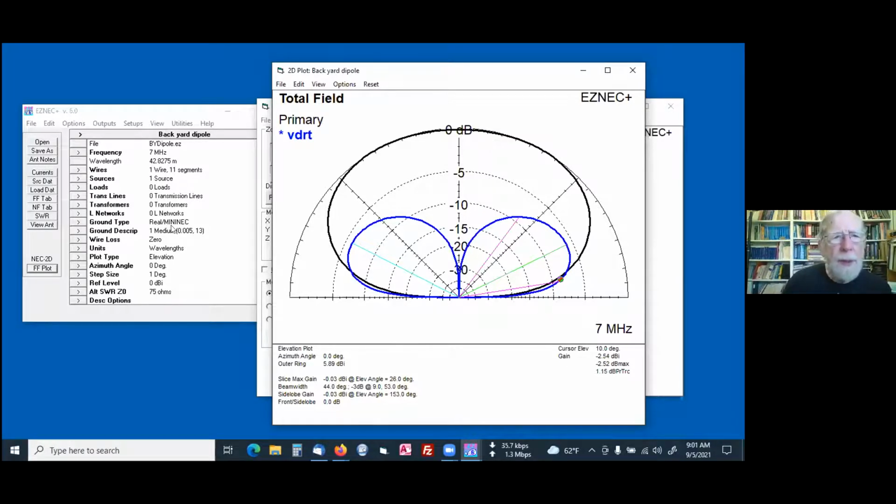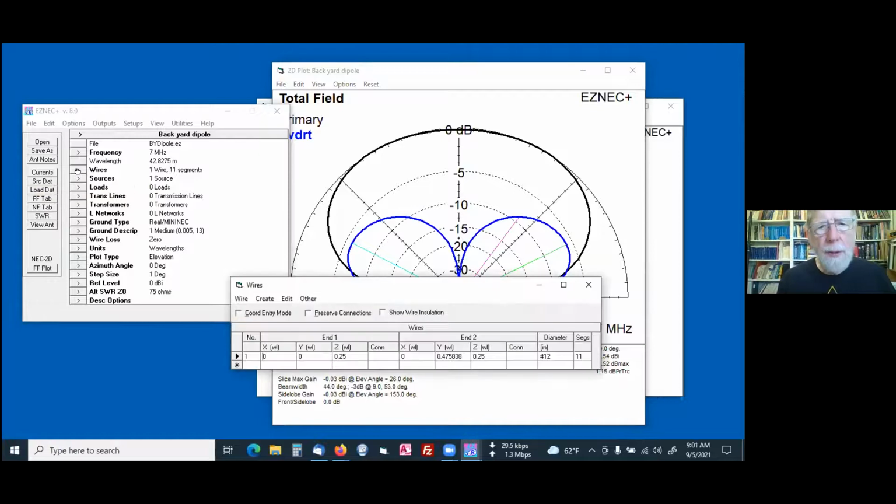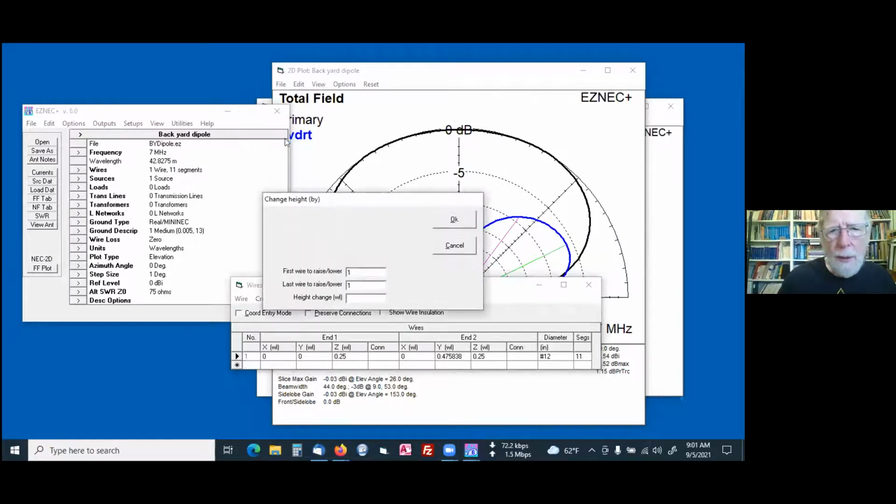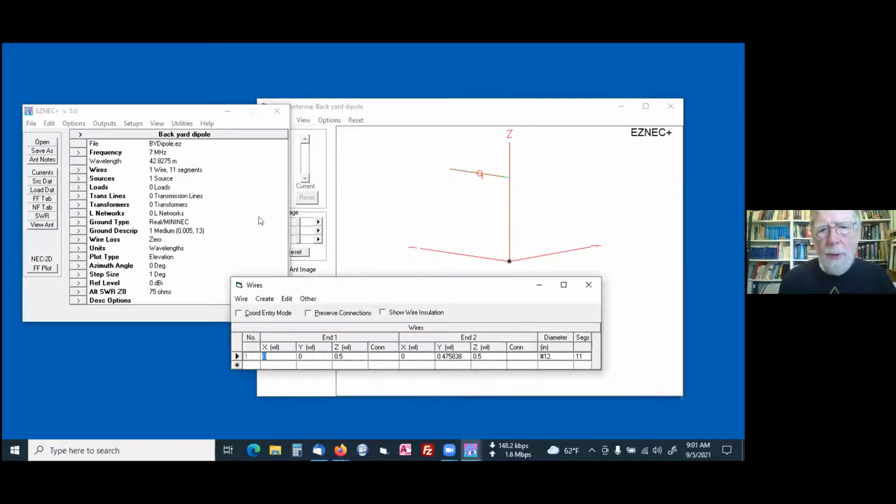Now, out of curiosity, let's raise the dipole up to a half wavelength, say, and see how that does. So what we'll do here now is we'll just go to wires. And this time I'm not going to bother entering the new Z coordinates. I'm going to do one of the many things you can do with EZNEC here. I'll tell it to change the height by 0.25 wavelengths. And presto, we've got new coordinates of a half wavelength. So it's up at a half wavelength now.